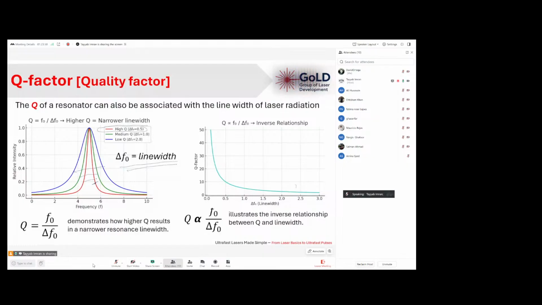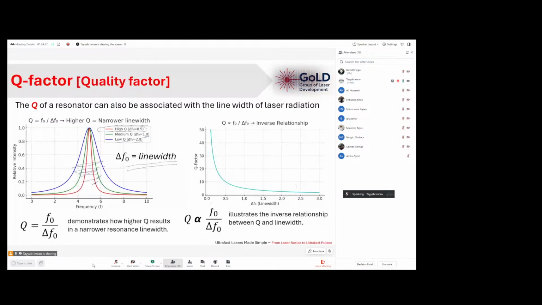Then the medium Q value, the quality factor. For the medium Q value, the line width is the green one, and at low Q value, the line width is the blue one. So at low Q value, the line width is increased. A higher Q factor value means a narrow line width, which is what is needed. The medium is in between the high and low.